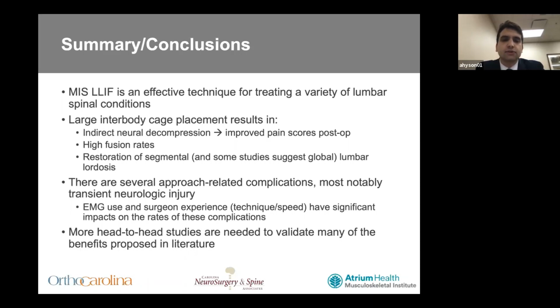There are several approach-related complications, most notably transient neurologic injury. EMG use and surgeon experience have a significant impact on the rate of these complications, and a majority of these complications are transient. More head-to-head studies are needed, though, to validate many of the benefits proposed in literature.